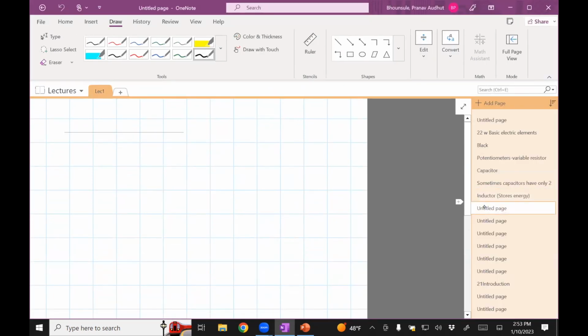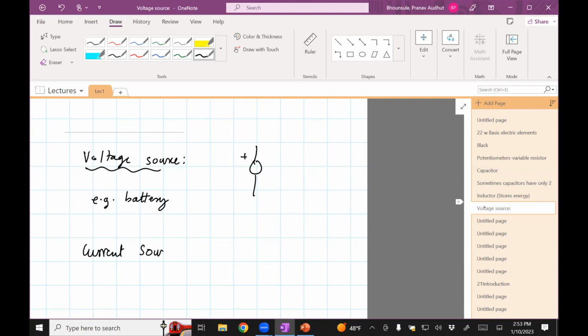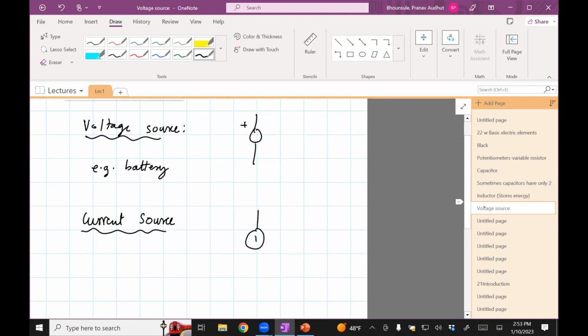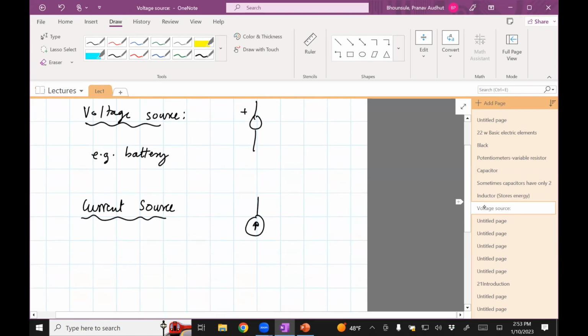Two more things and then we're done. I want to show a voltage source, which we've seen. A voltage source provides voltage. An example would be a battery. And a current source will be denoted this way.